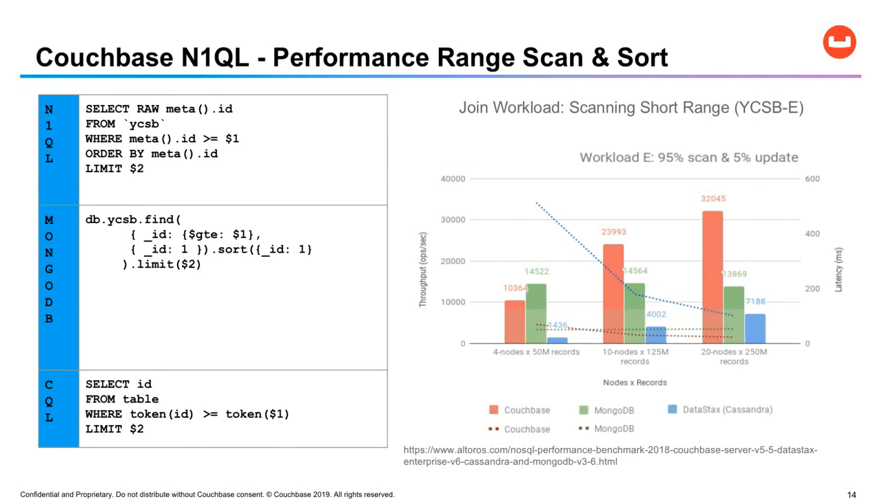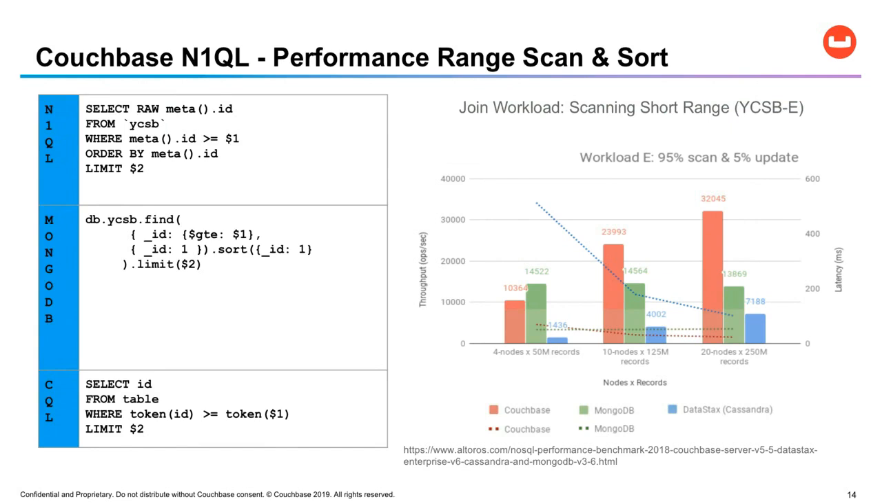They have worked with all the big JSON database companies, such as MongoDB, Redis Labs, and Cassandra. As you can see from this YCSB benchmark, the YCSB workload E, which is basically a query that involves range scan and sorting, shows the performance of three databases: Couchbase, MongoDB, and DataStax Cassandra SQL. The table on the left shows the actual command used for the task. Couchbase N1QL uses a range scan, sorting, and limit for pagination.